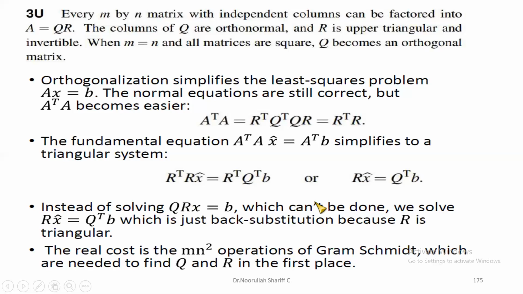So this finishes the Gram-Schmidt process. The real cost is m square operations of Gram-Schmidt, which are needed to find Q and R in the first place. So these are just concerned with how many multiplications there are. So we need not bother much about it. We'll study more of it in signal processing.